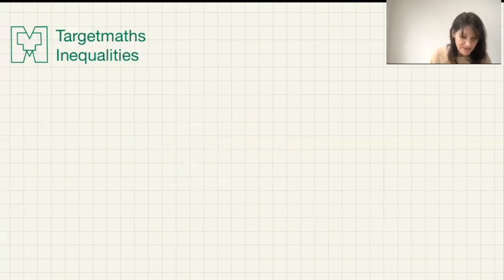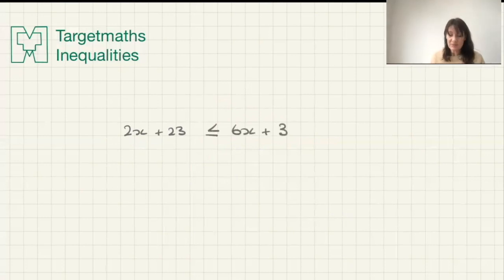Okay, next question. It's going to be 2x plus 23 less than or equal to 6x plus 3. So really similar to the last one we did. It gives you a chance to practice it if it was the first time you've seen it in a while. Hit play when you're ready.